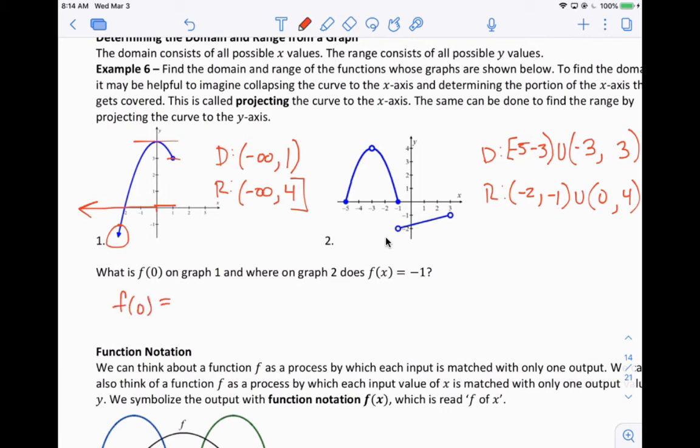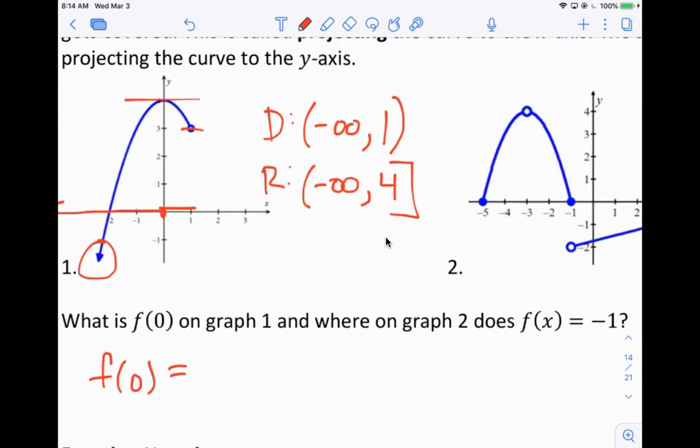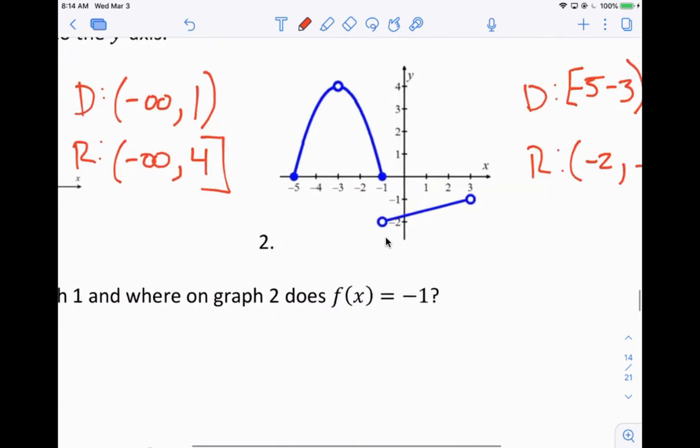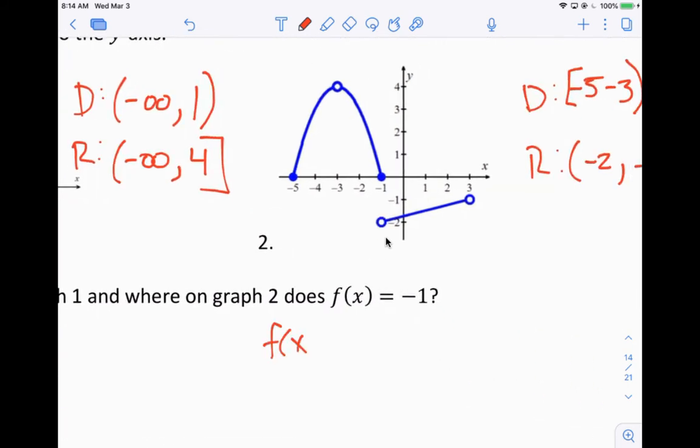That means I have to go to x equals 0. So if that's asking if 0 was the input, what is the output? It looks like 4. 4 is the output. So f of 0 is equal to 4. Over here, where is the output? -1. What was the input?